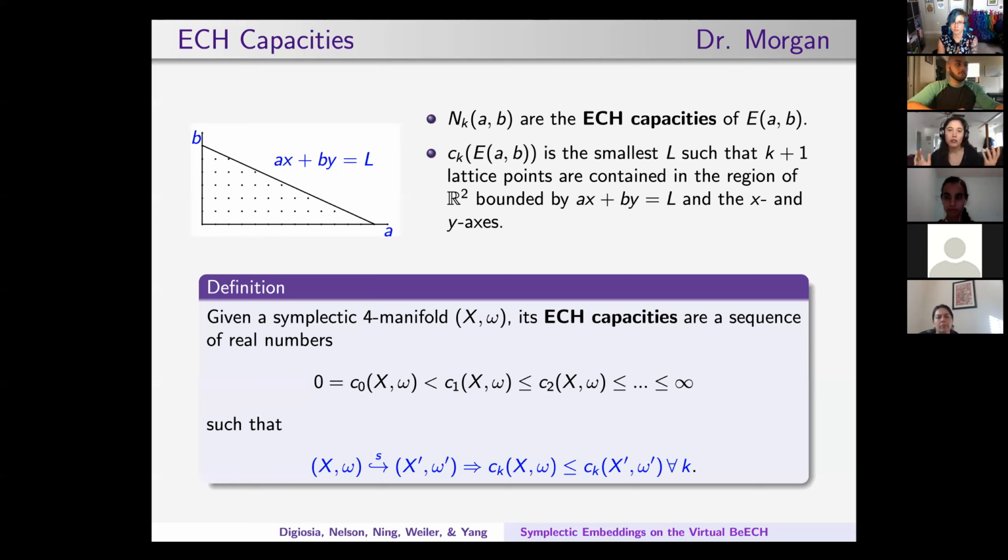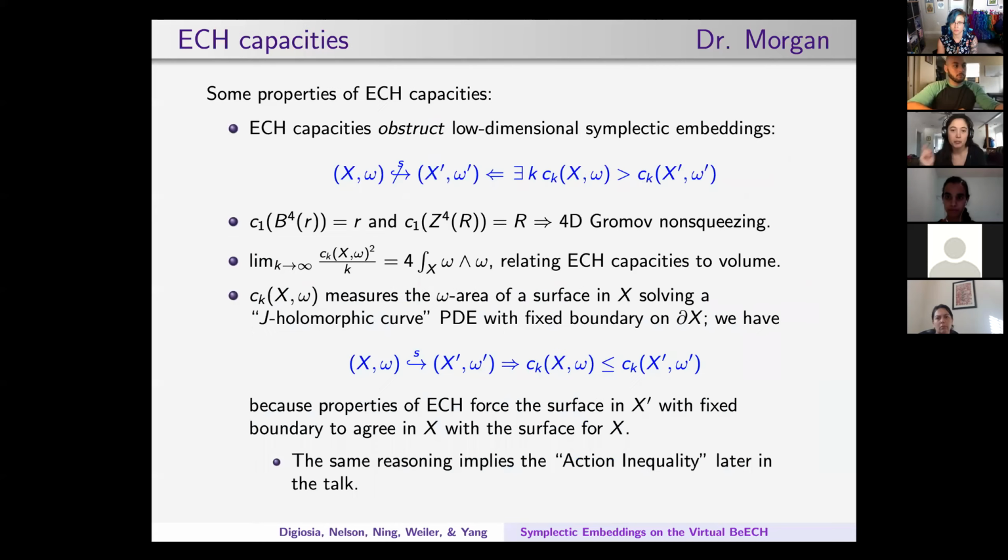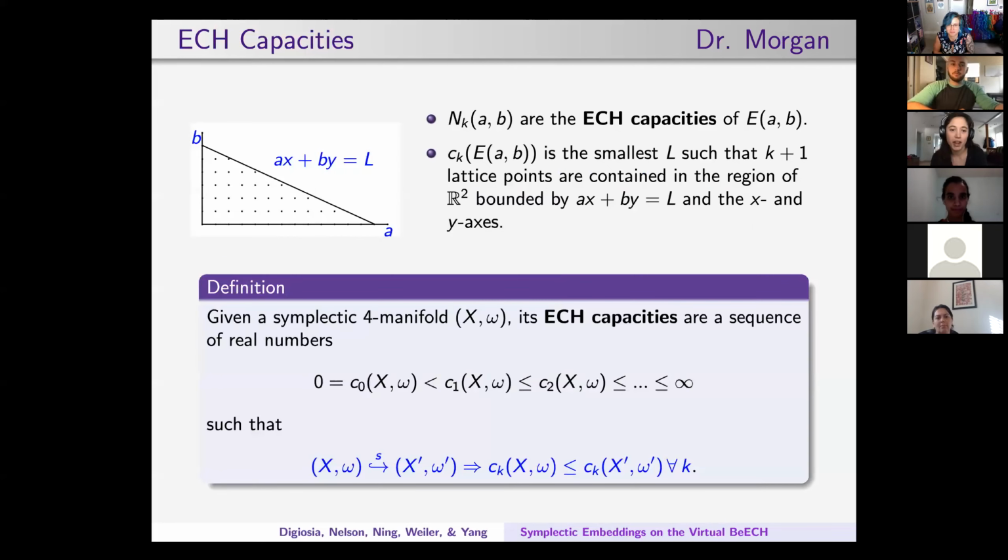In general, there are more complicated formulas for ECH capacities. The most important property is what I put in blue on the previous slide: if you have a symplectic embedding from (X, omega) into (X', omega'), then the kth ECH capacity of (X, omega) is at most the kth ECH capacity of (X', omega') for all k. This is what Leo told you about for the sequences, but in general.